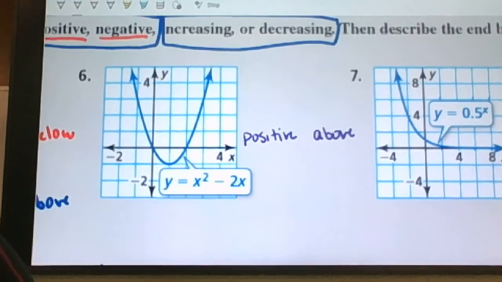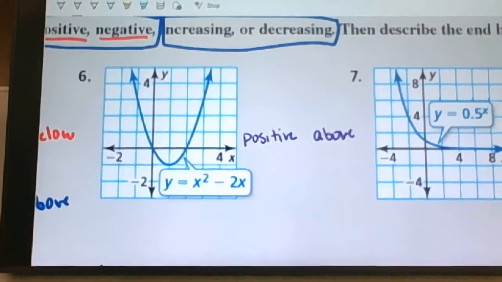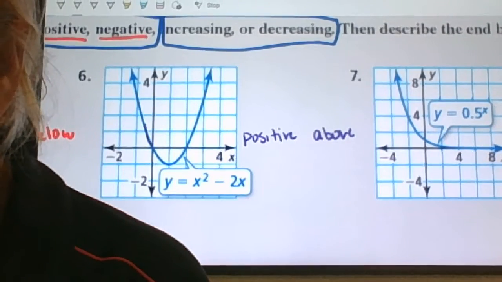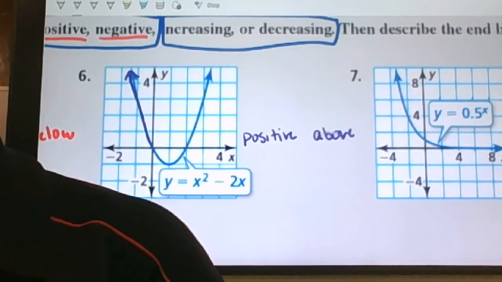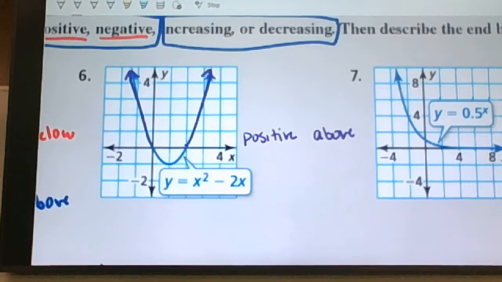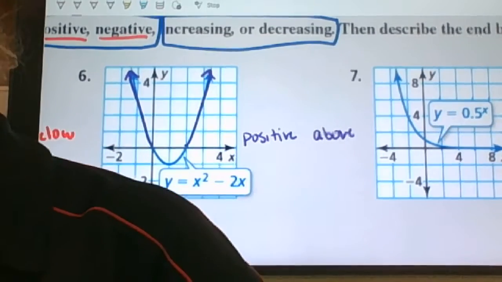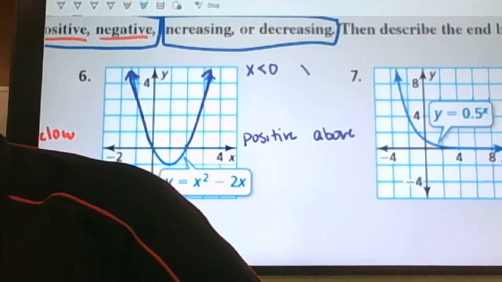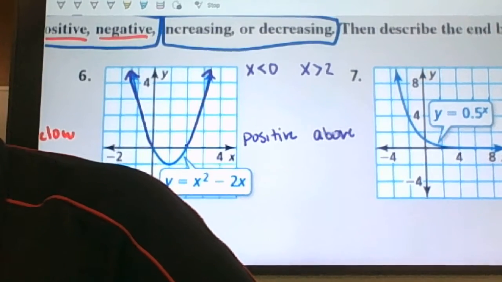Okay, so you totally get that. Let's just say, oh, I get that part. You're going to talk about the part you don't get. You're going to talk about the part you get. All right, so it's positive up here, and it's positive up here. You have to describe that some way. So I describe it: it's positive when x is less than 0, and it's positive when x is greater than 2.